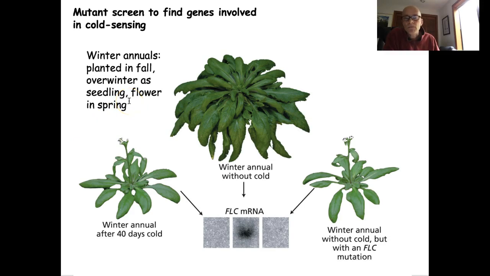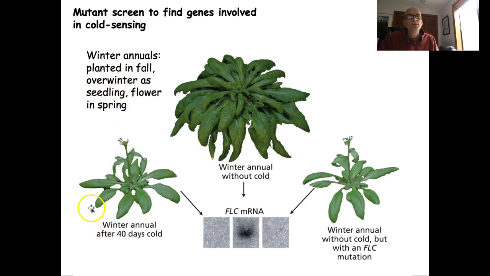So of course, plant molecular biologists would employ their main trick, right? They would do a mutant screen to find genes that are involved in cold sensing. And so what was done is, Arabidopsis is a winter annual, or it can be a winter annual. There are some ecotypes that are. So you plant them in the fall, they overwinter as a seedling, and then they flower in the spring.